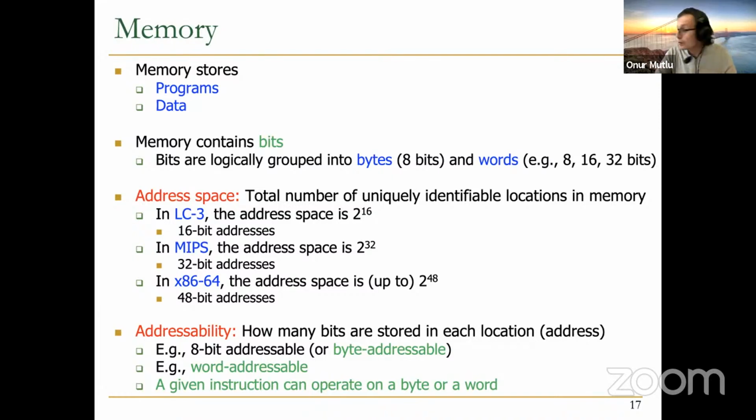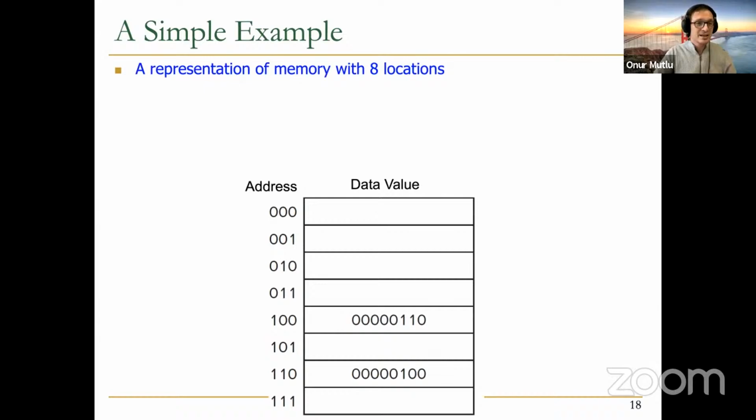We're going to see more and more of this difference between what gets exposed to the programmer and what doesn't get exposed to the programmer later on. Okay, so let's look at a simple example. This is a representation of memory with 8 locations. I say representation because this is what gets exposed to the programmer, for example, but you could also build the memory this way. You can see there's an address.